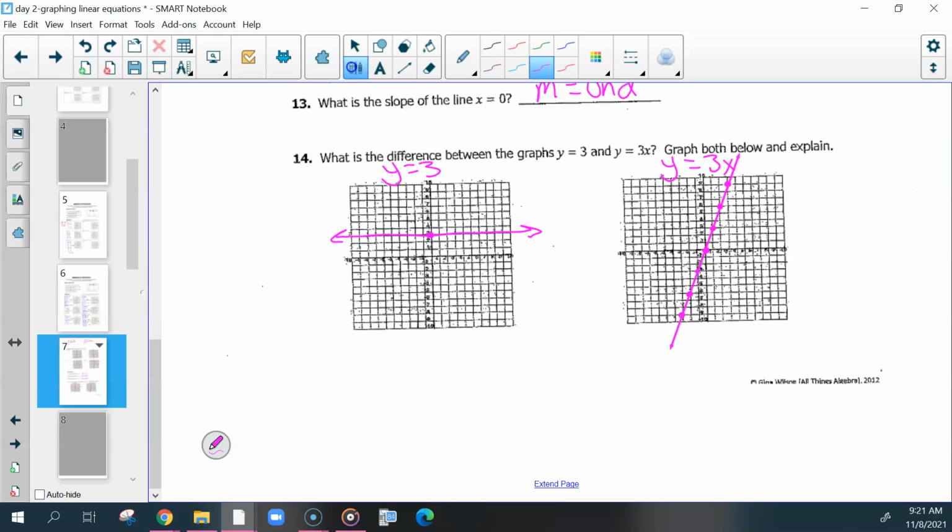If it has an x, it's going to have a diagonal slope either this way or this way. If it does not have an x, or it's just an x equals a number, it's going to be horizontal or vertical. Say that one more time.